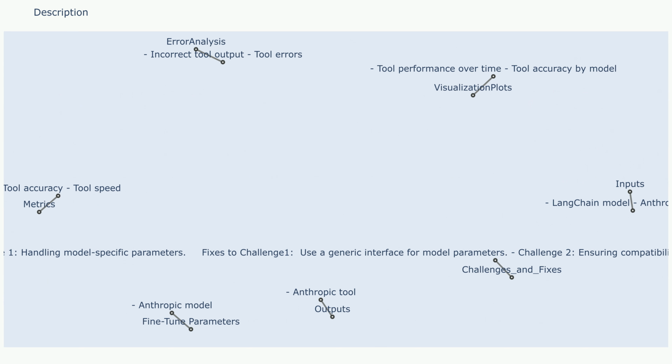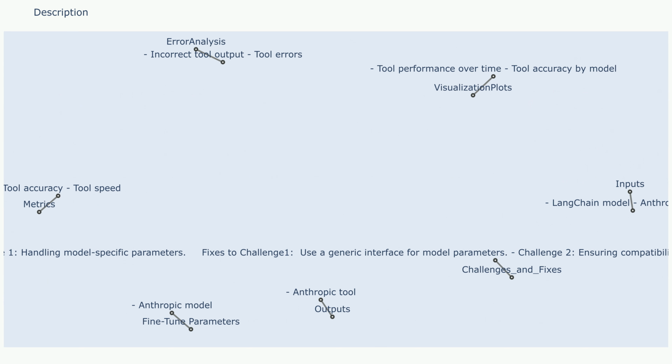Challenges and fixes. Challenge 1. Model output format. The Anthropic model might return output in a format that is not directly compatible with the tool's output format. Sample use case that resulted in challenge 1: the model might return a list of items, but the tool requires a dictionary. Fixes to challenge 1. The tool function can include logic to convert the model's output into the required format. For example, you might use a loop to iterate through the list and create a dictionary.